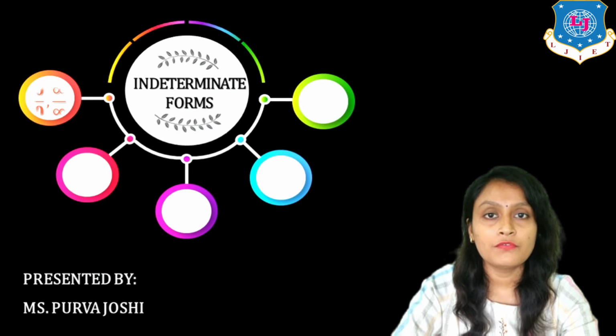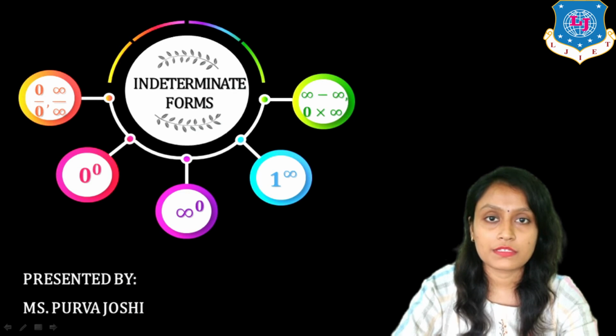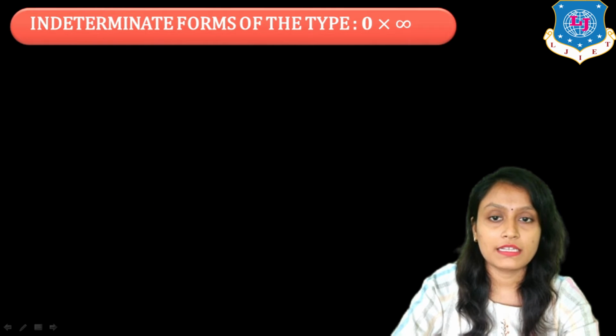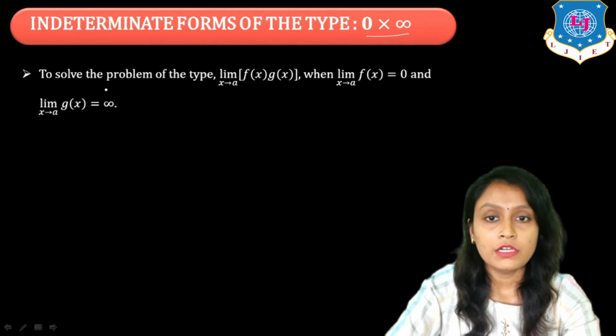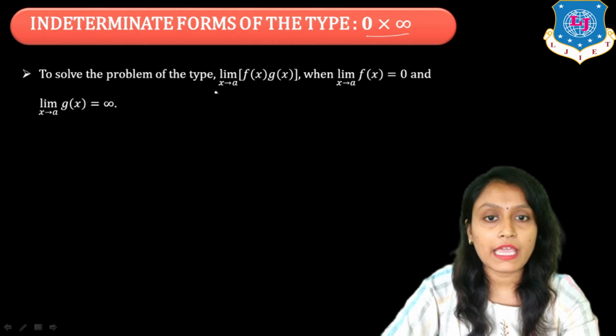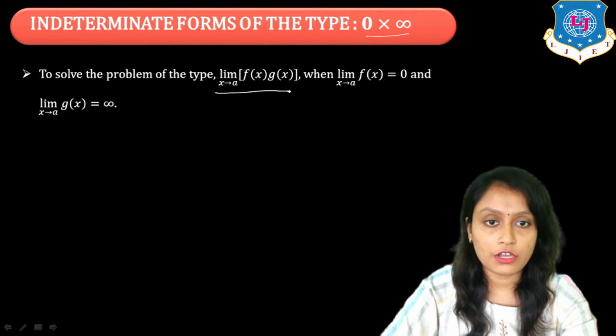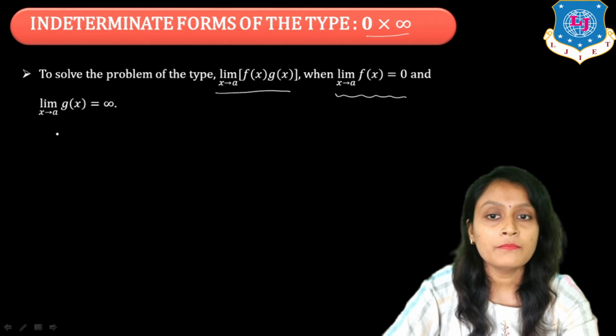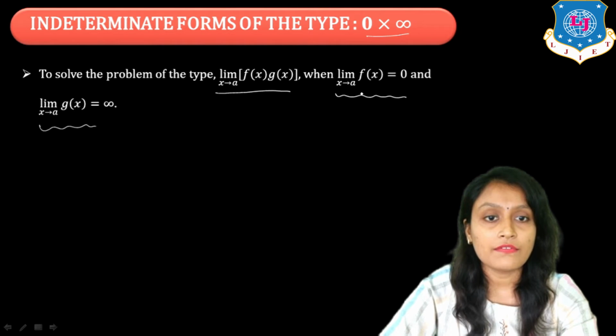Today we will discuss a few more topics of indeterminate forms. So let's begin with the first topic, that is indeterminate forms of the type 0 into infinity. To solve the problem of the type limit x tends to a f of x into g of x, when limit x tends to a f of x equals 0 and limit x tends to a g of x tends to infinity. Okay, so whenever limit x tends to a f of x is equal to 0 and limit x tends to a g of x tends to infinity, you will get the form 0 into infinity.